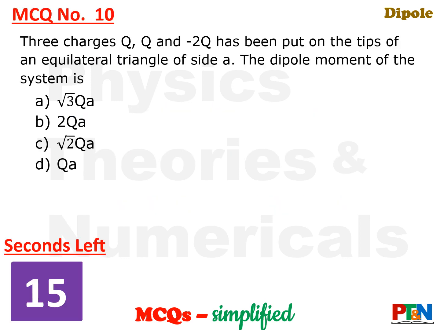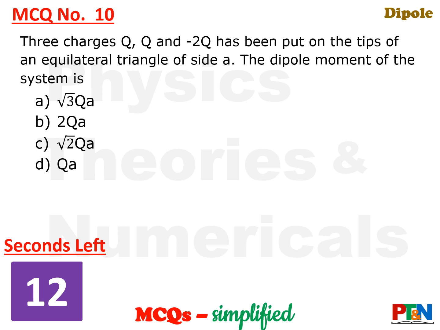3 charges, q, q, that is plus q, and minus 2q, have been put on the tips of an equilateral triangle of side a. What will be the dipole moment of this system? 4 options, 15 seconds time for you. Your time starts now.